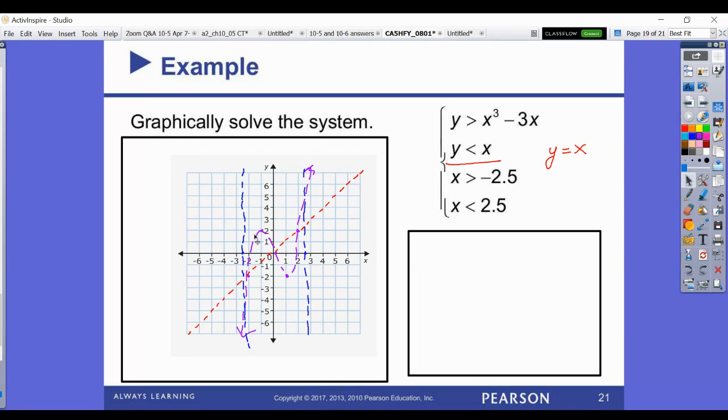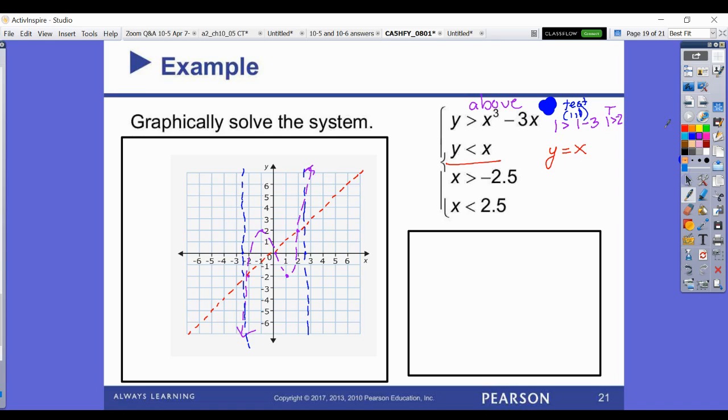If I choose 1, 1, I'm above it. I could do any other point, but 1, 1 sounds easy mathematically. So if I plug in a 1 for y, I have a big pin now. Hold on. Test 1, 1. And I'm doing this on the purple graph. I would get 1 is greater than 1 to the third, which is 1, minus 3. 1 is greater than negative 2 is true. So purple is above. Okay, purple is above.